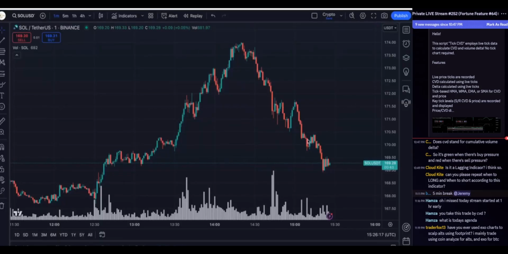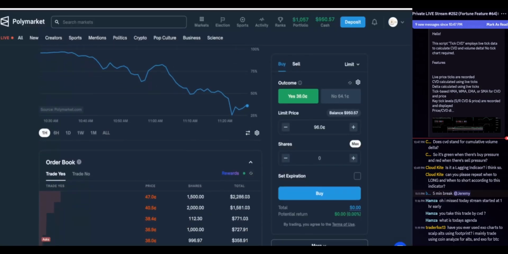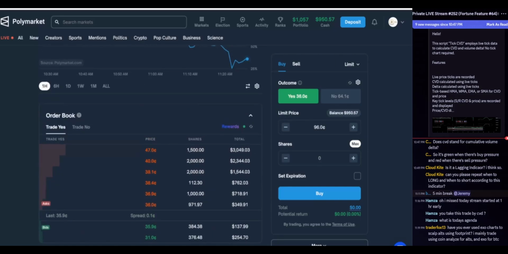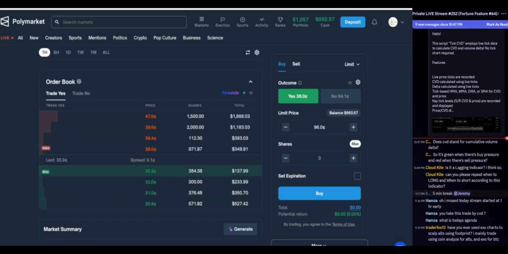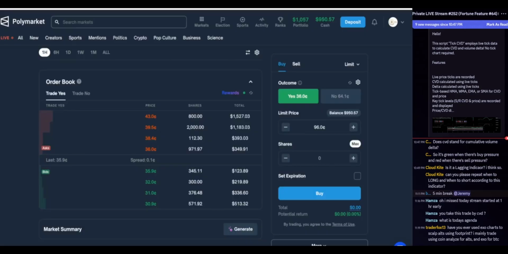Guys, this is going to be a crazy one to trade because this one's going to be all over the place. Look at these pump and dumps. Wow. Yeah, this is going to be fun. This is the one that we want to trade. This is a little bit undervalued for Solana expiring above 170, right? A little bit undervalued. How do we trade this correctly?